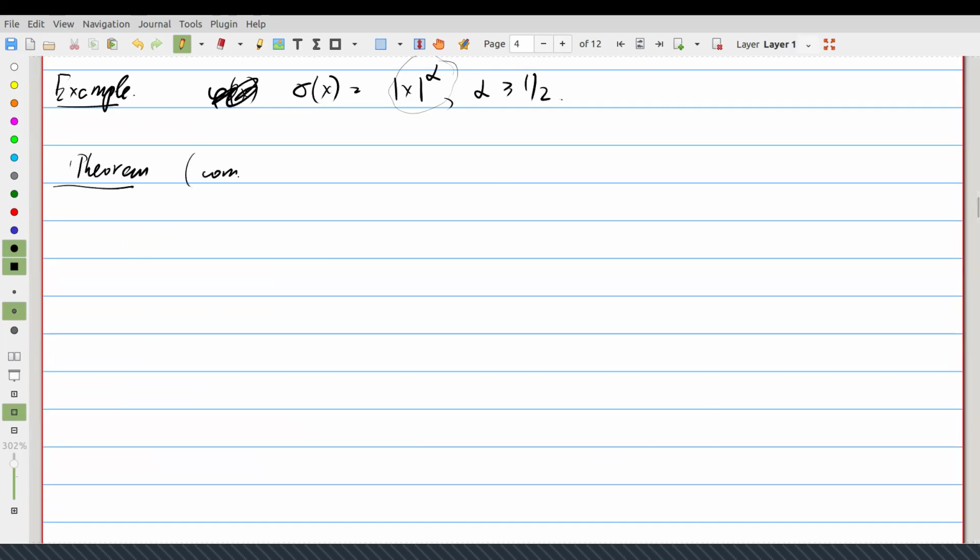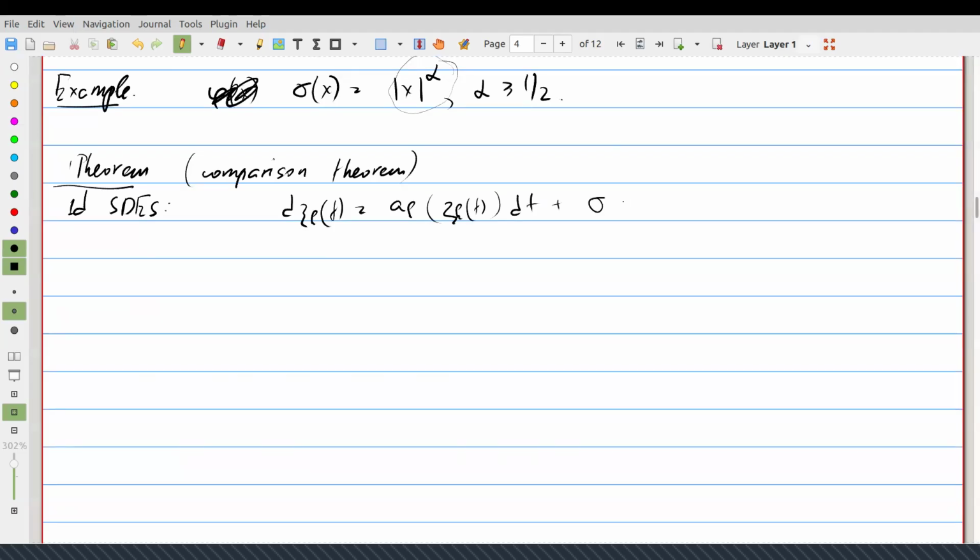Theorem, this is the comparison theorem. And it goes as follows. Again, one-dimensional. So you consider two stochastic differential equations, dt plus sigma, the diffusion coefficient the same, and the same Brownian motion. They start in this way.